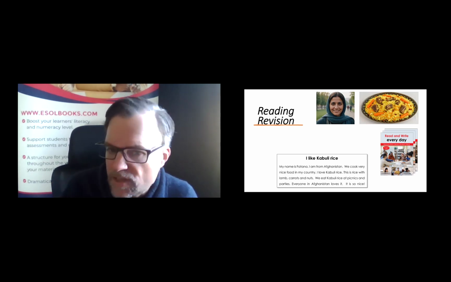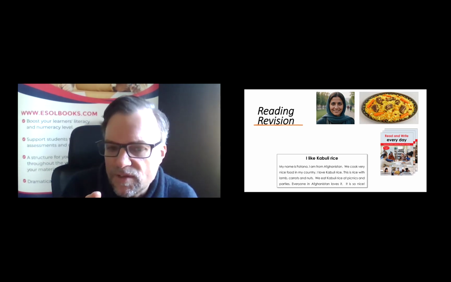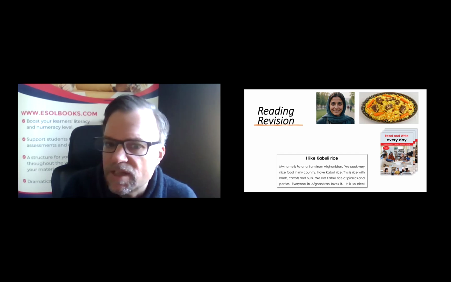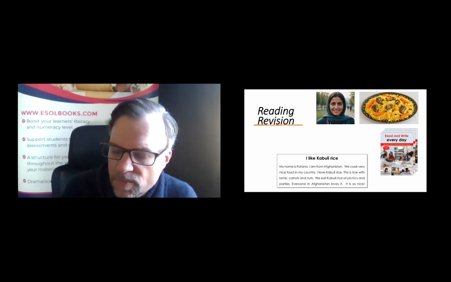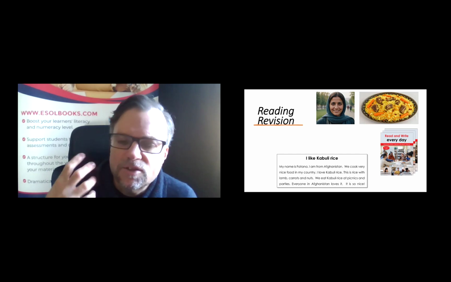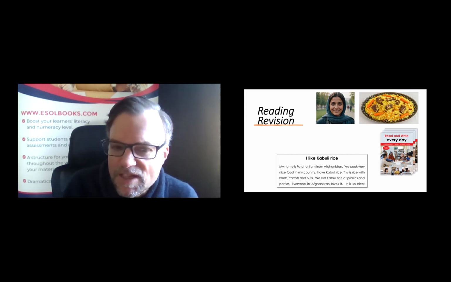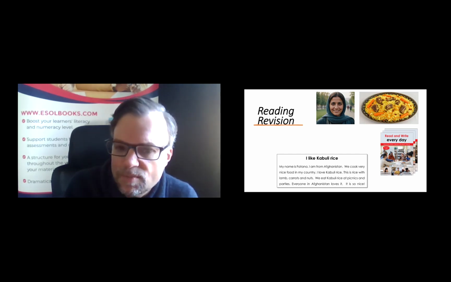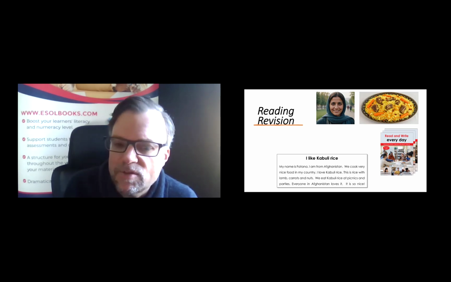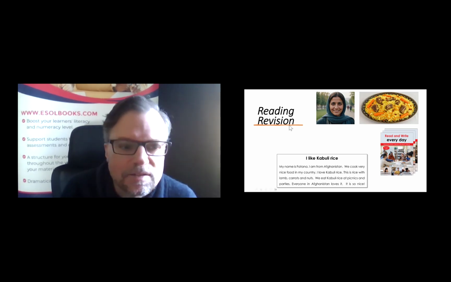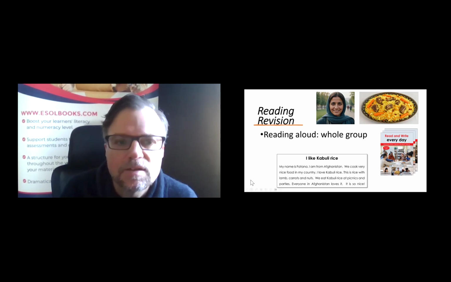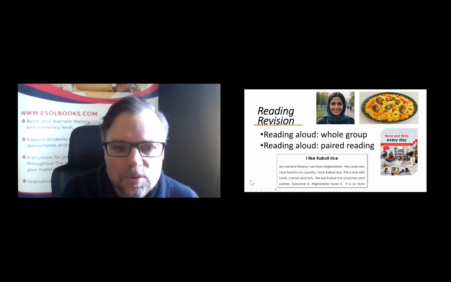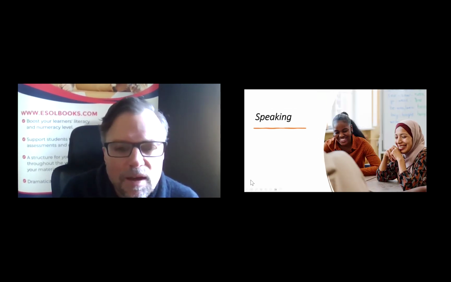And this is a great task, I think, because they spent quite a long time on day one reading that text. It's a nice revision task. Consolidate. They can see, have they retained this English here? Can they remember? Can they read it aloud again? So it's a nice task, I think. As I said, whole group, paired reading.